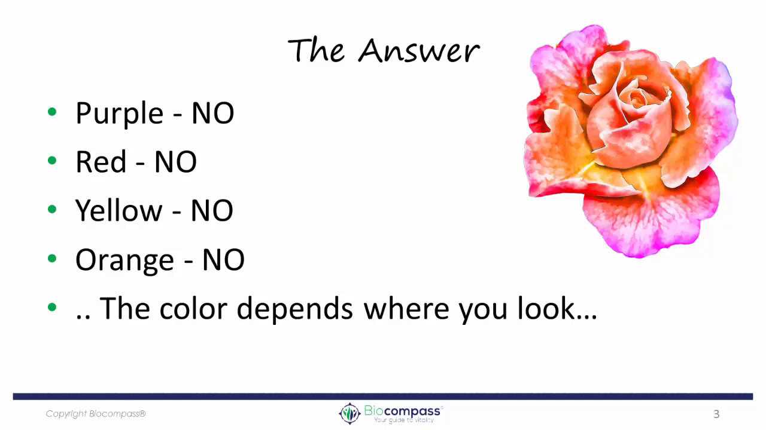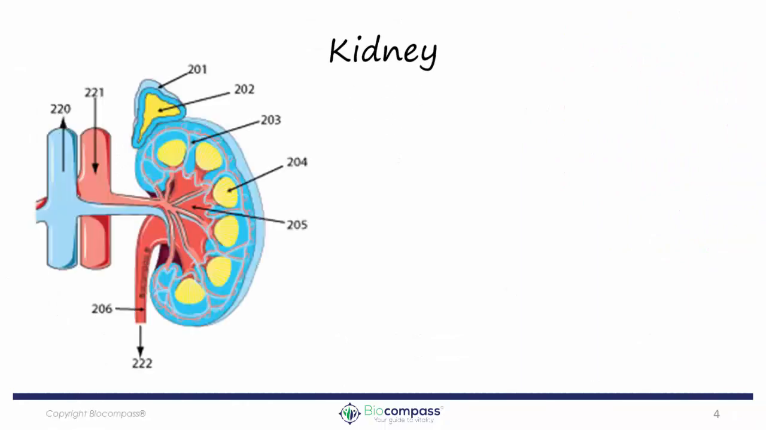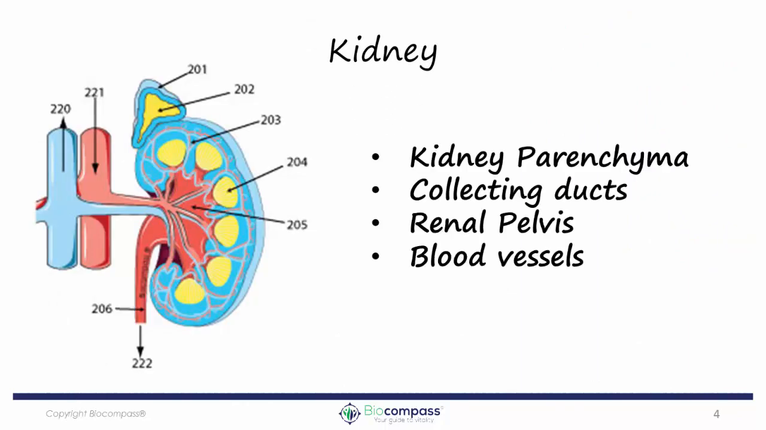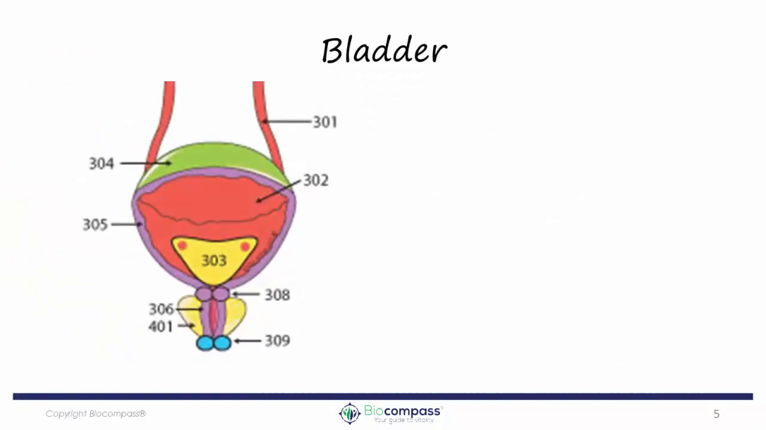So now if we take a look at the human body, we also have many different organs, like a flower, right? Every organ has many different types of tissues. For example, what color is this kidney? It has blue elements, it has red elements, it has yellow elements. And it has many different structural components. So the kidney parenchyma, the kidney collecting ducts, the renal pelvis, blood vessels, all different structures that are composed of different tissues.